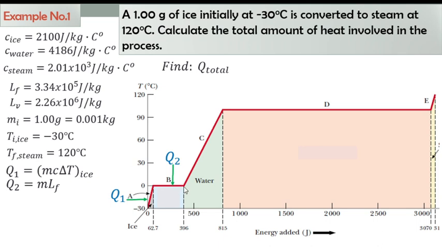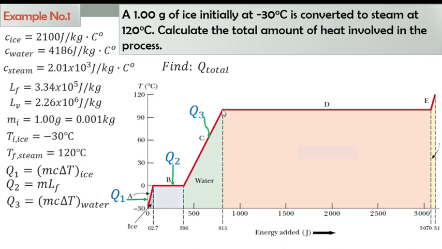And once our ice melts, it will still have a temperature of 0 degrees Celsius, and it's now already in a liquid form. So our liquid, which is water at 0 degrees Celsius, must undergo an increase in temperature up to 100 degrees Celsius. For that water to increase its temperature, we need another amount of heat. We will name that Q sub 3. Q sub 3 will be calculated using mc delta T for water. So this is already water, therefore our c will be the value for water.